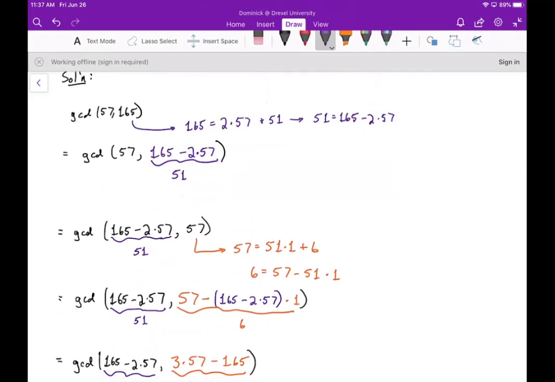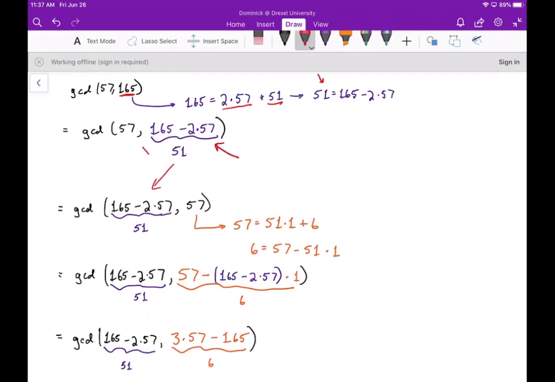Okay. So again, the idea here is that first I want to write 165 as a multiple of 57 plus a remainder. So it's 2 times 57 plus 51. And then if I solve for the remainder, if I solve for 51, I get that that's 165 minus 2 times 57, which is coming right here. All right, so at each step, we want to be able to write what we have in our parentheses in each step, in each coordinate, as a linear combination of 165 and 57.